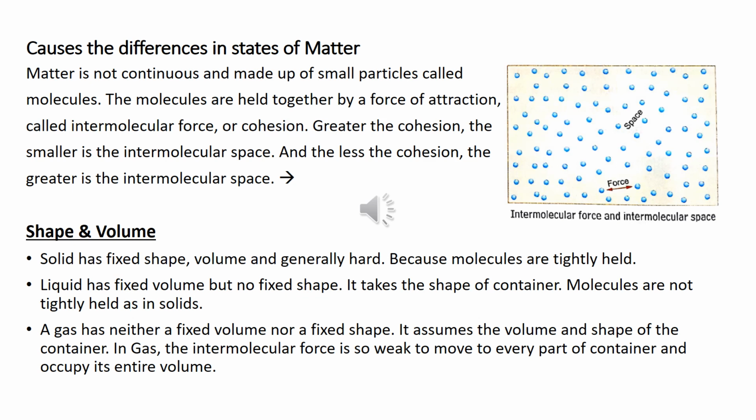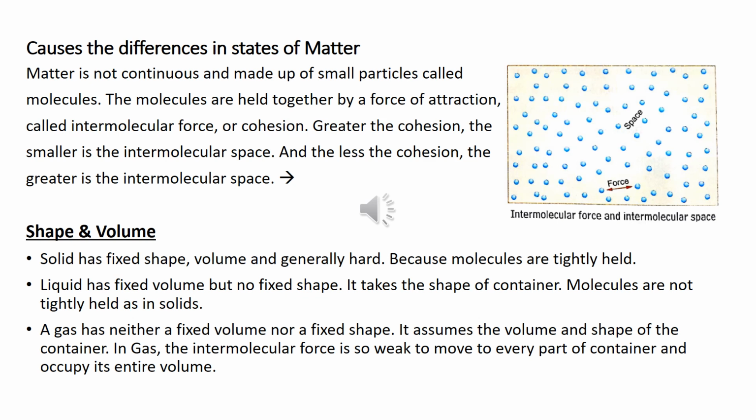Now, shape and volume. Solid has a fixed shape, volume, and is generally hard. This is so because the molecules are so tightly held that they cannot move closer or away from their positions. Very tightly held. Now, second, a liquid has a fixed volume but no fixed shape. It takes the shape of the container.